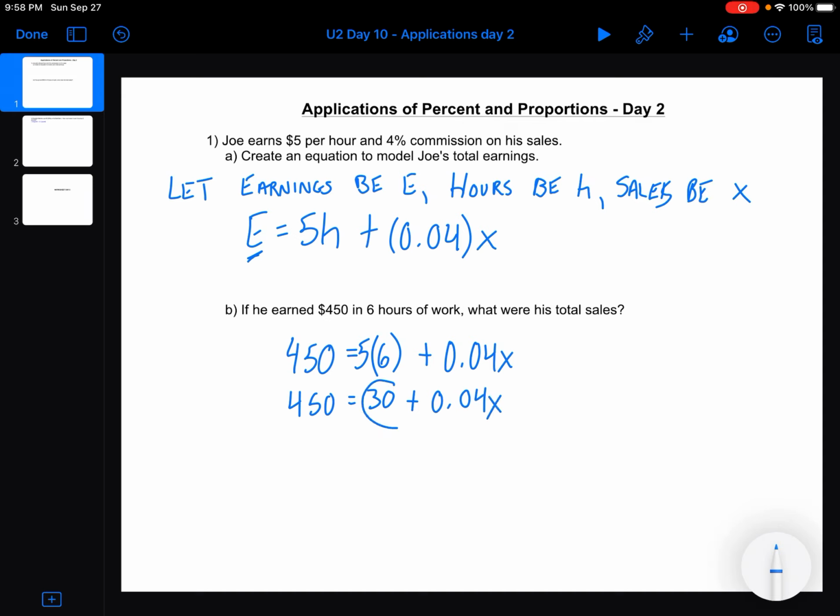I need to move that 30 to the other side because I have to do reverse BEDMAS. So we're doing adding and subtracting first. So we're going to get 420 equals 0.04x. And then I have to divide by 0.04. I'm dividing because I need to do the opposite of multiplying. And I get $10,500.